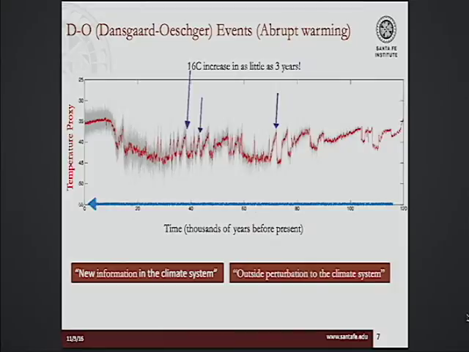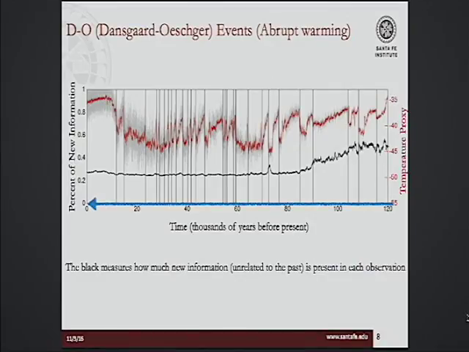When we talk to climate scientists about this, they think it's all this new information being injected in the climate. Something came in from outside, kicked the climate, caused this massive abrupt warming, and then the climate had to auto-correct itself. So what I can do as an information theorist is I can actually look at the amount of new information in this time series to see if it actually is new information.